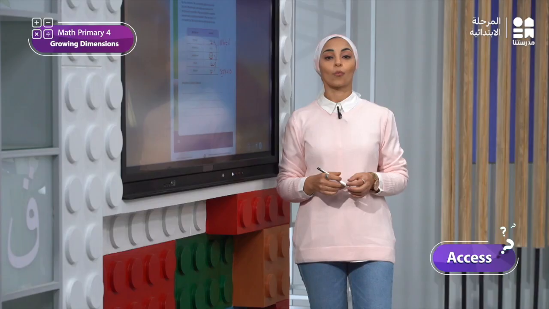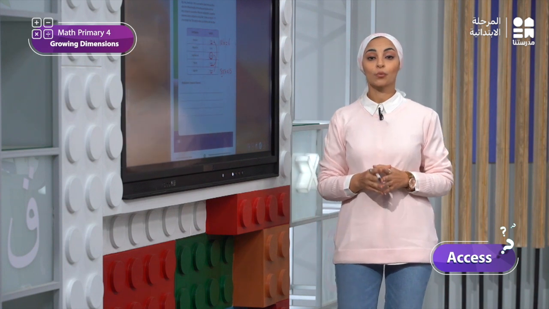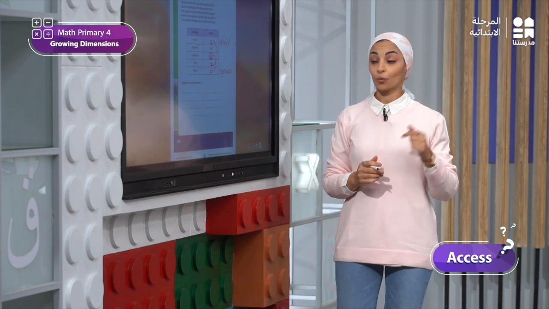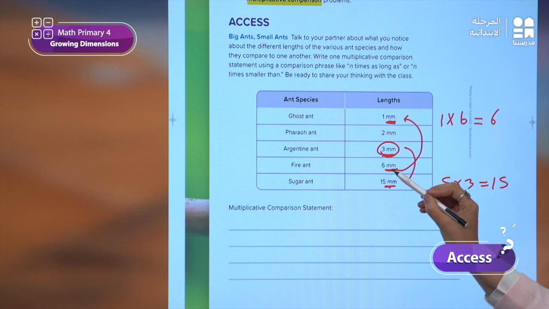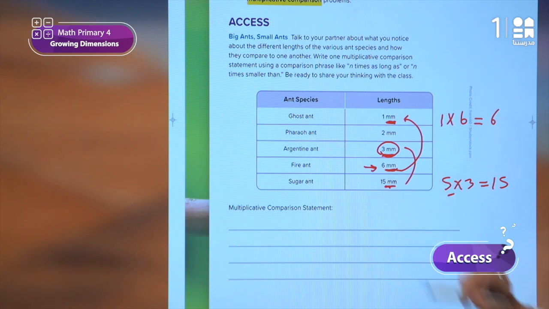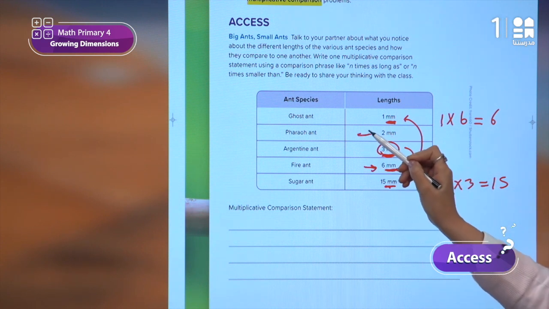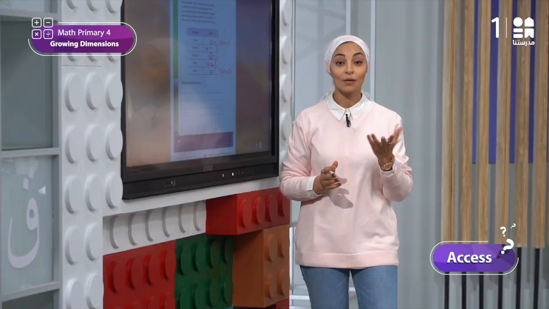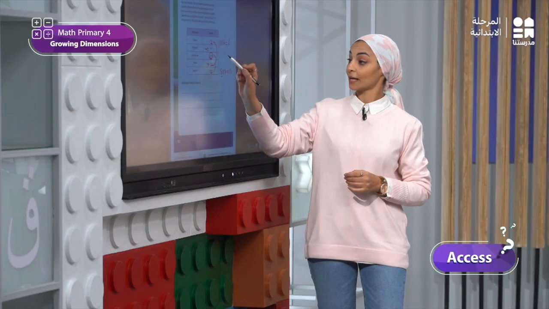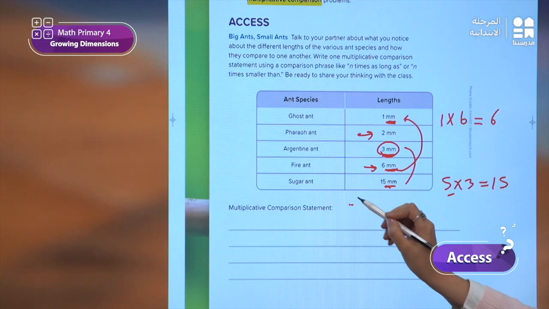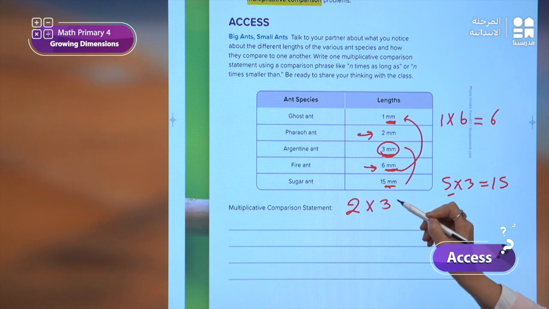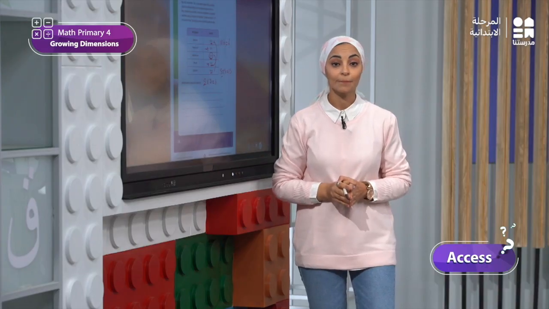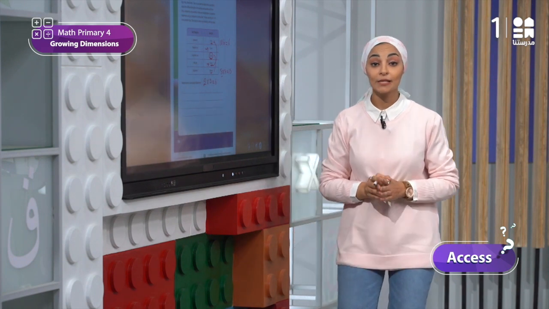Okay, now we can compare between the fire ant and the pharaoh ant. Let's see, this is the fire ant, here 6 millimeter. The pharaoh ant is 2 millimeter. هسأل نفسي نفس السؤال. 2 times what equals 6? Yes, 2 times what equals 6? 3. Yes, 2 times 3 equals 6. يبقى 2 times 3 equals 6. طب ده معناه ايه؟ Yes, معناه إن الفارو ant 3 times.